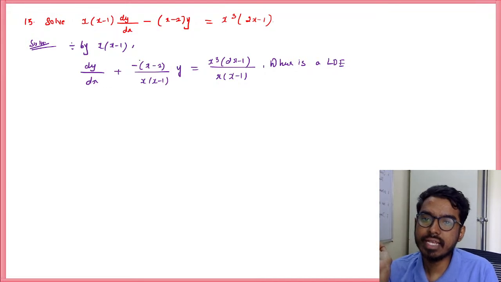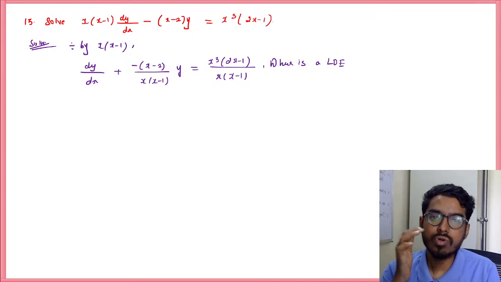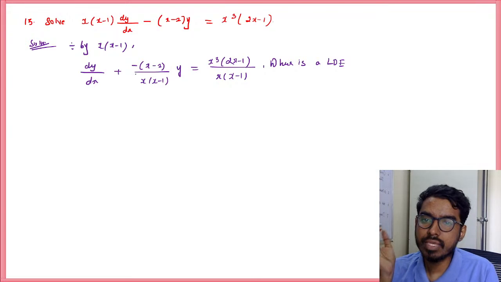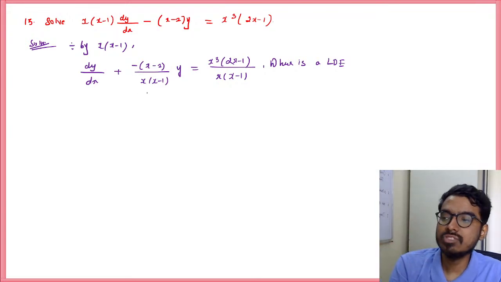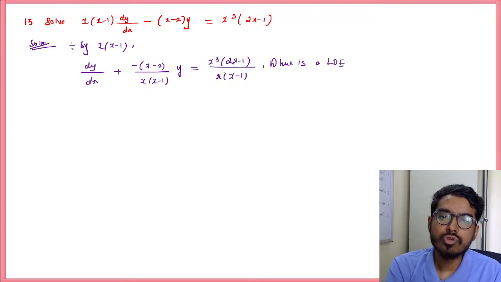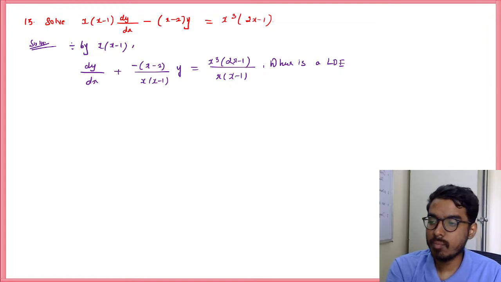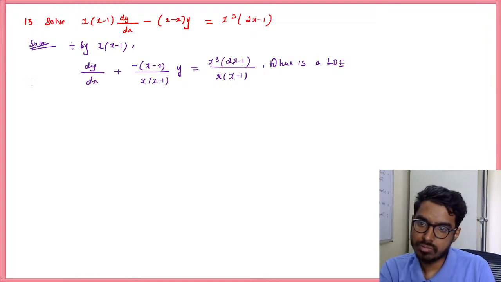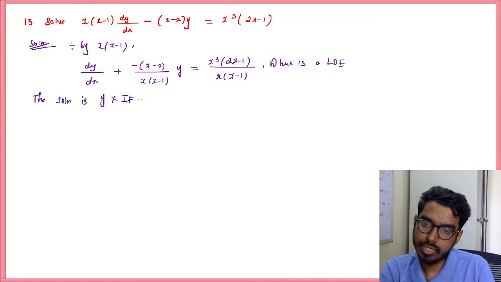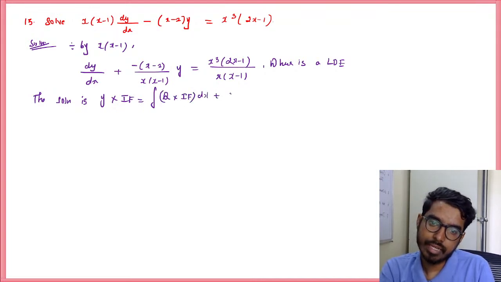dy by dx plus Py is equal to Q. P is minus of x minus 2 by x into x minus 1. Q is x cube into 2x minus 1 by x into x minus 1. The solution is y into integrating factor is equal to integration of Q into integrating factor dx plus c.